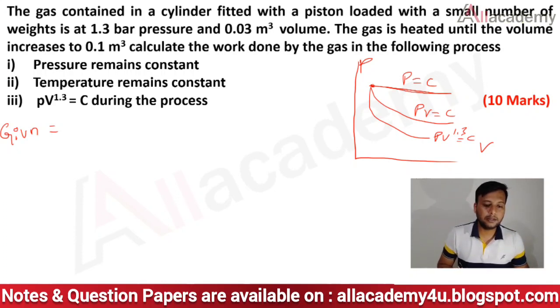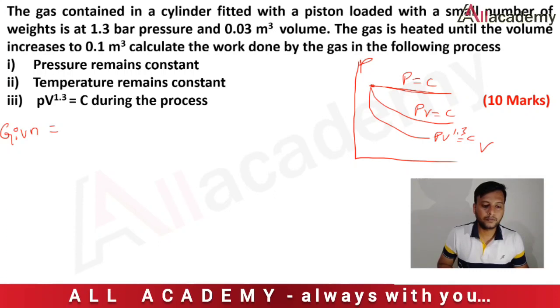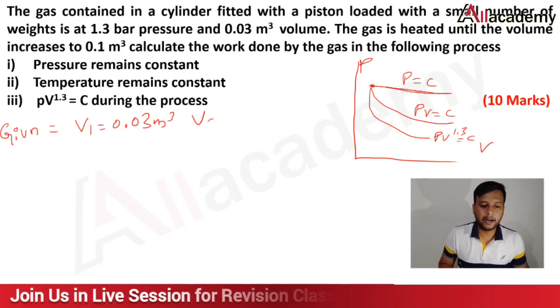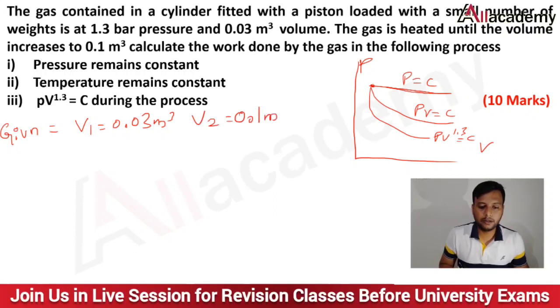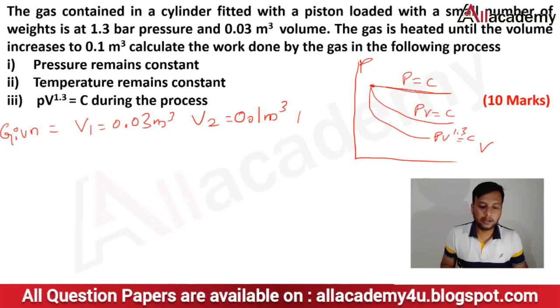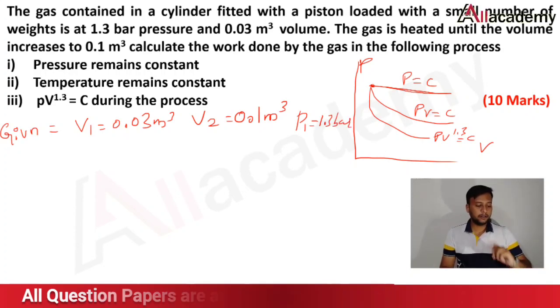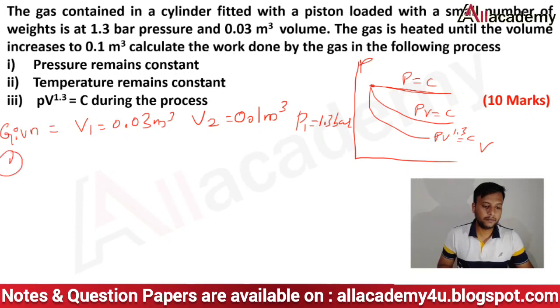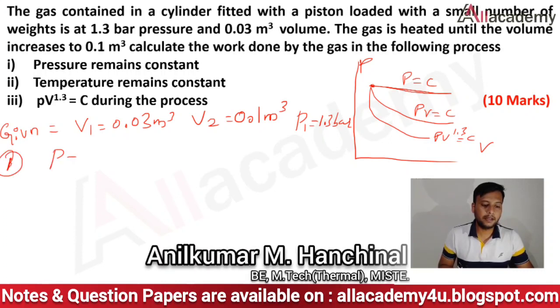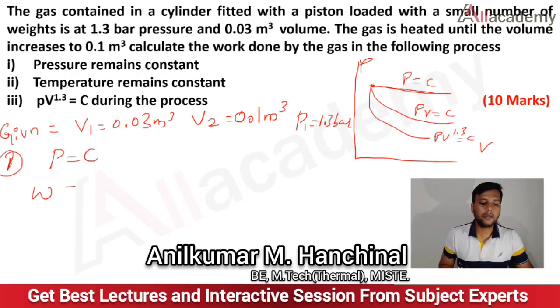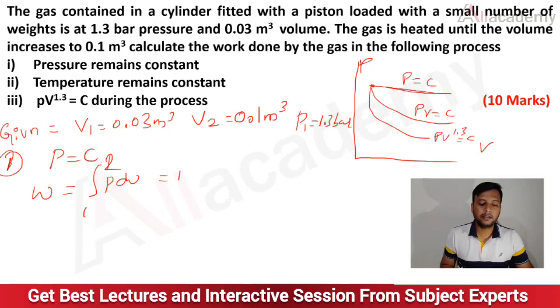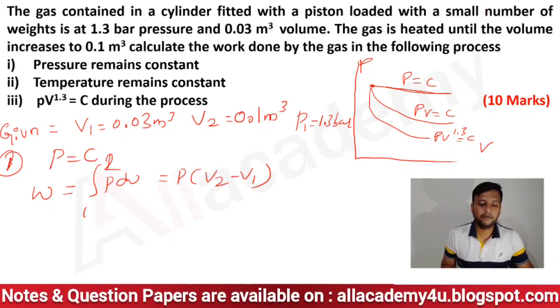Now what are the given data? The initial volume V1 is 0.03 meter cube and V2 is 0.1 meter cube, and the initial pressure P1 is 1.3 bar. Now the first process, case 1, that is P equals constant. The work done for a constant pressure process is given by P dV, that is P into V2 minus V1.